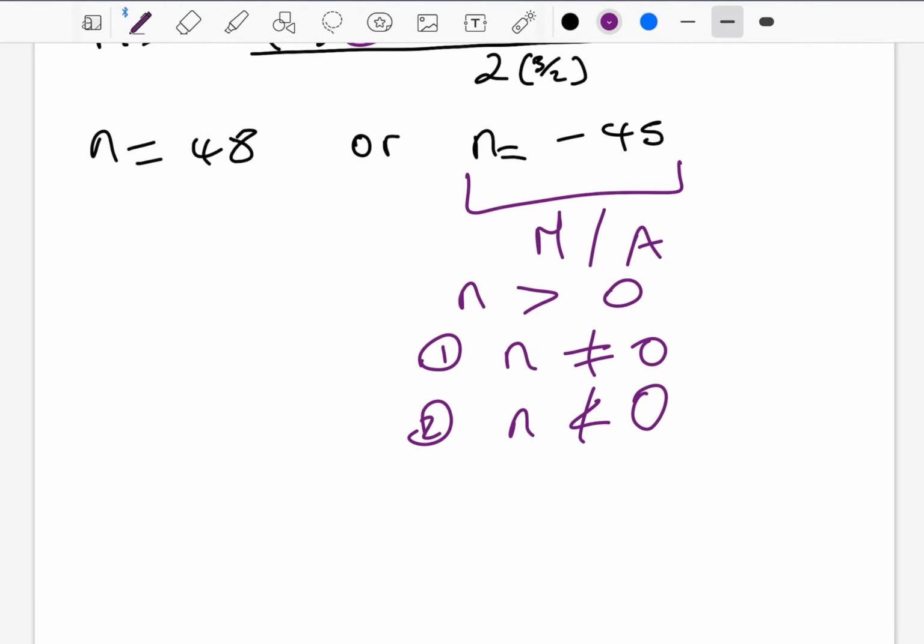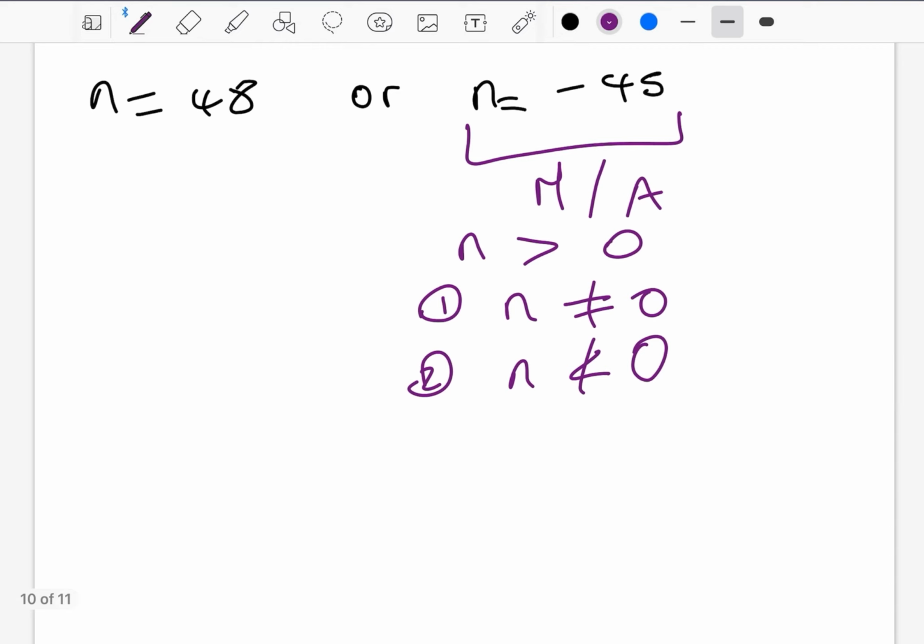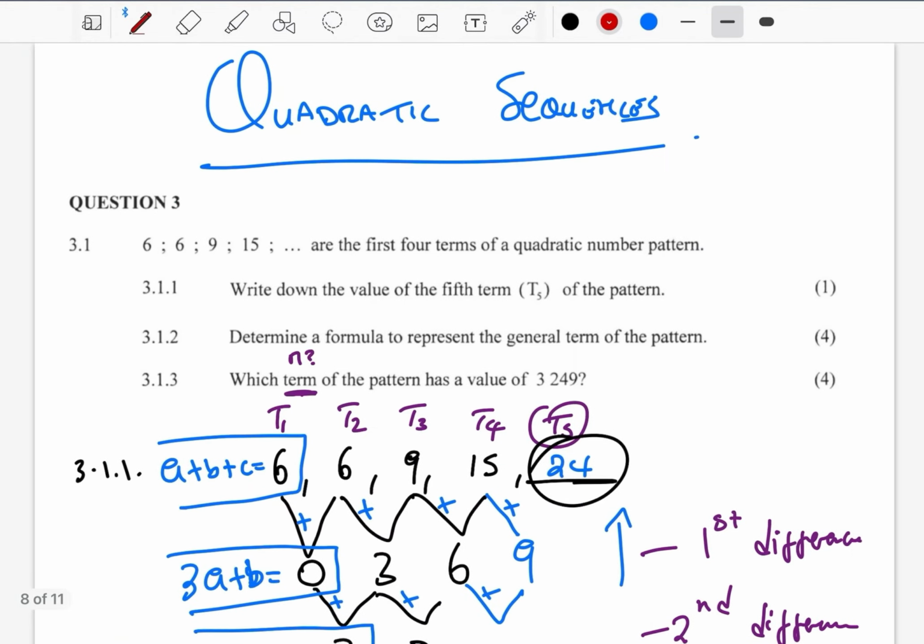Why you cannot have a negative n is because we're talking about positions. n is the position of the term in the sequence, so you cannot have a term standing in a negative position. That's why n is equal to negative 45 is not applicable. So our correct n is this one here: n is equal to 48. Make sense? So the question is, which term of the pattern has a value of 3249? That term is 48.